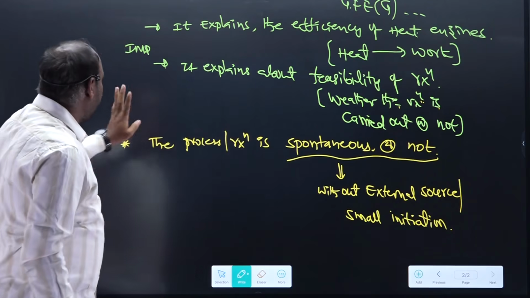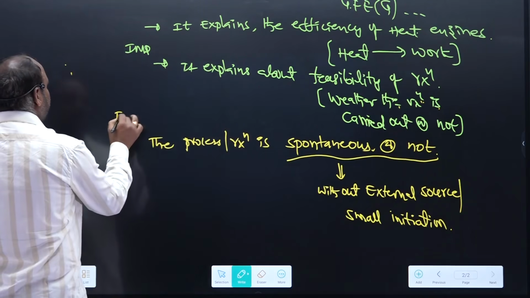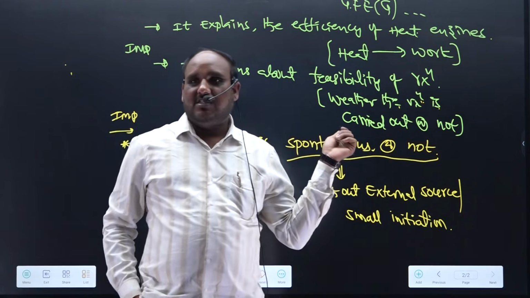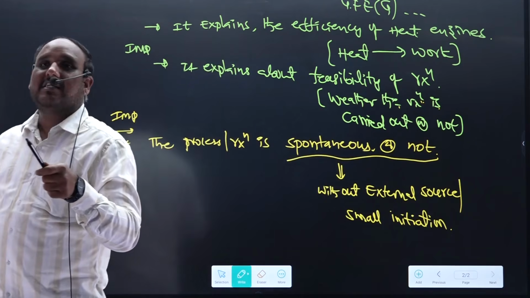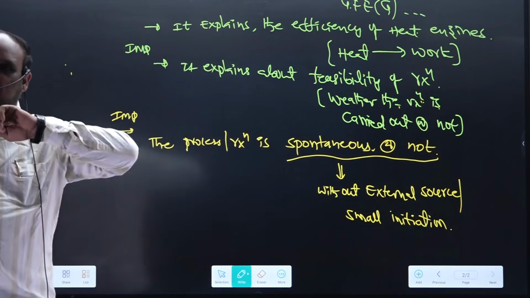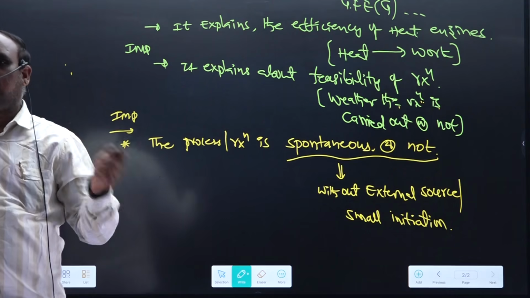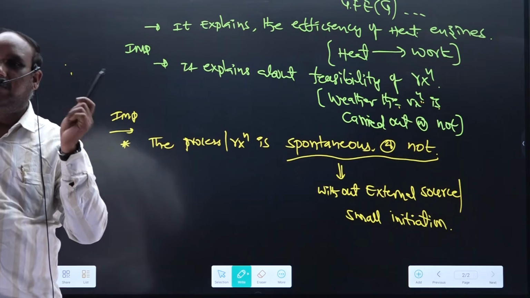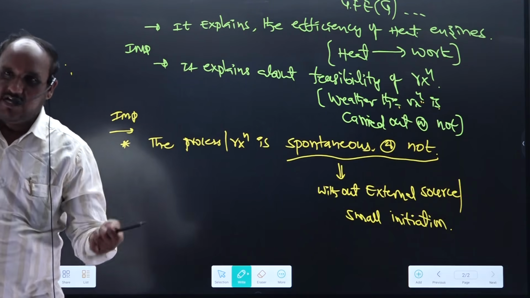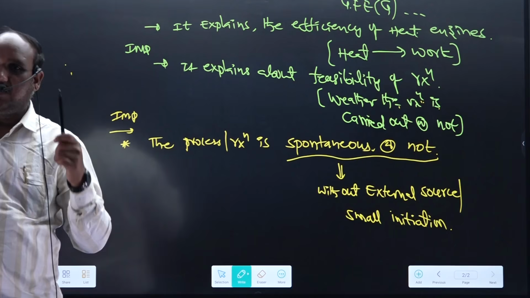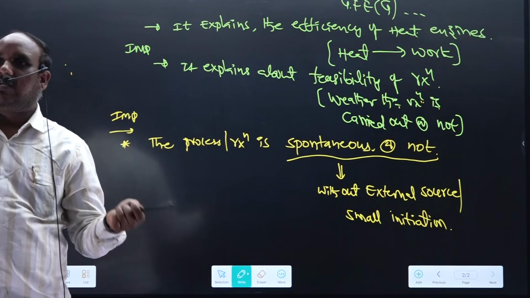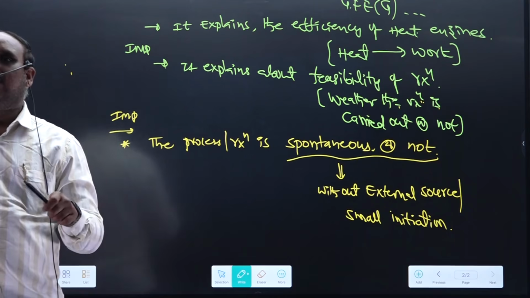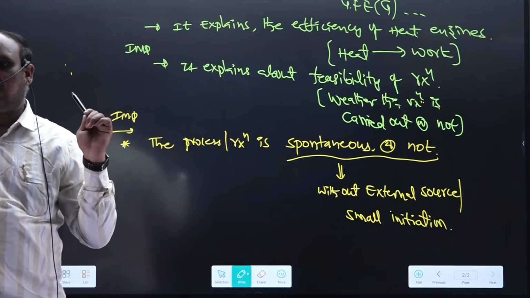Two terminologies we have to remember. One is the feasibility of the reaction. The other is the spontaneity of the reaction. Whatever the physical transformation or chemical transformation, physical process or chemical process, during those processes, if there is a reaction, then feasibility of the reaction is there. When feasibility of the reaction is there, whether the process is a spontaneous process or not.